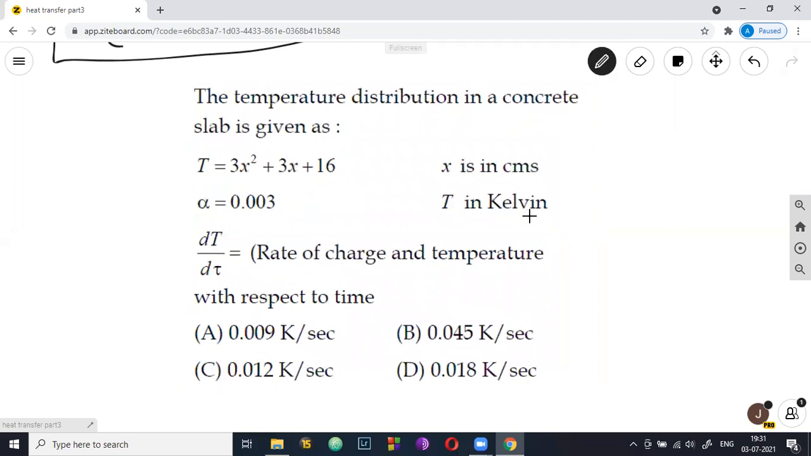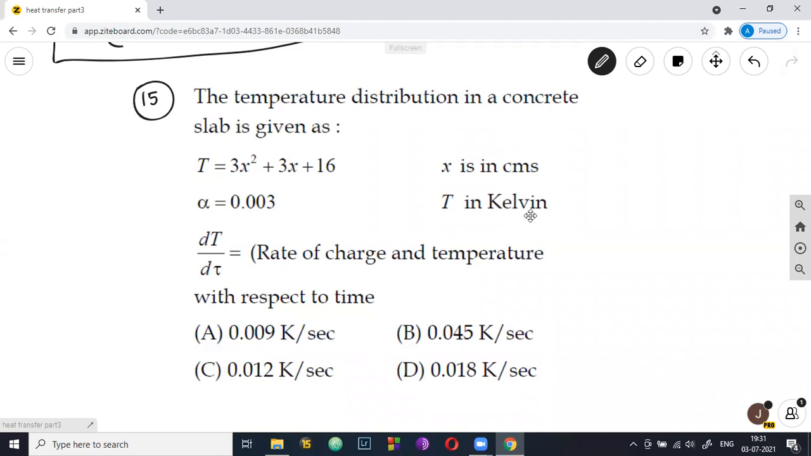So question number 15. The temperature distribution in a concrete slab is given by T is equal to 3x square plus 3x plus 16, where x is in centimeters. Alpha is equal to 0.003. Temperature is in Kelvin. dT by d tau, that is the rate of change of temperature with respect to time, is. You have to find this value.